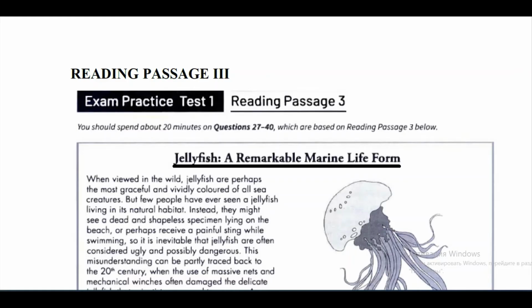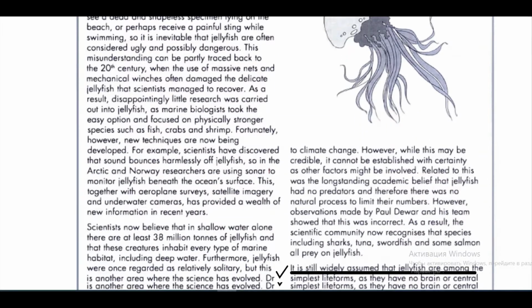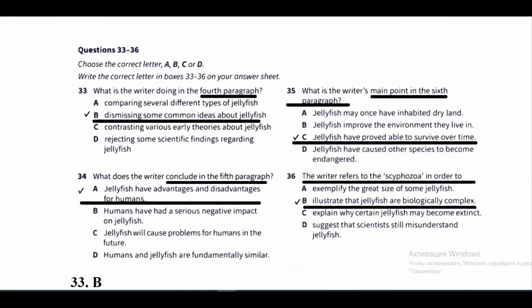Lesson number 7. Reading passage 3. Jellyfish, a remarkable marine life form. This is the continuation of reading passage 3. So, for today, we are going to analyze and work out the 4-option multiple choice.